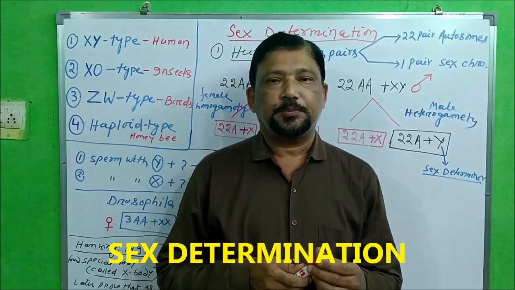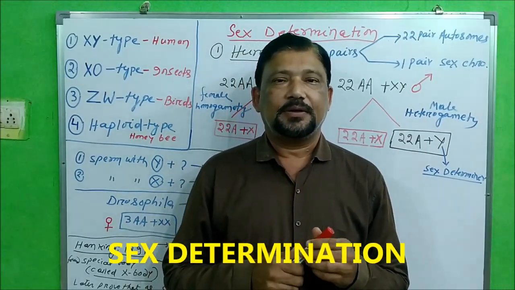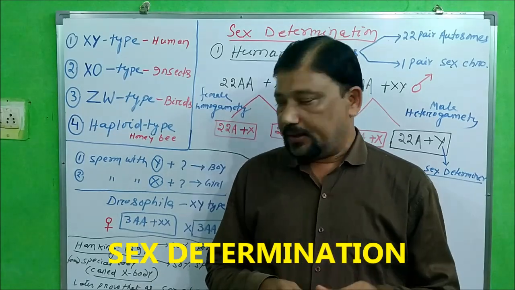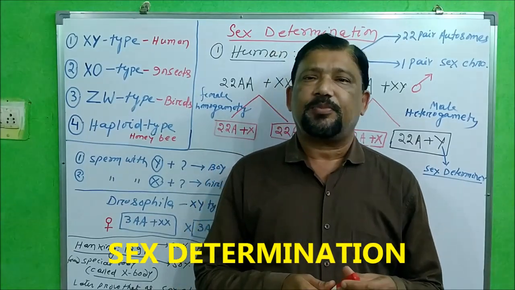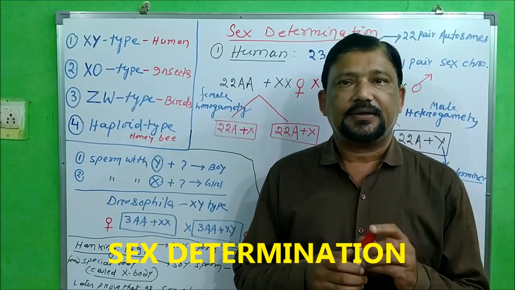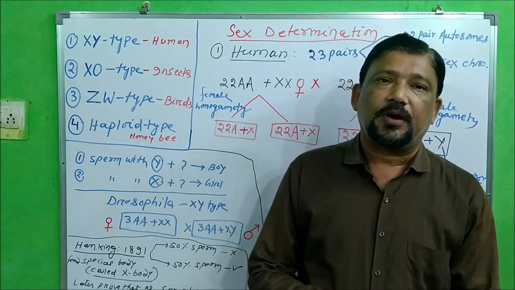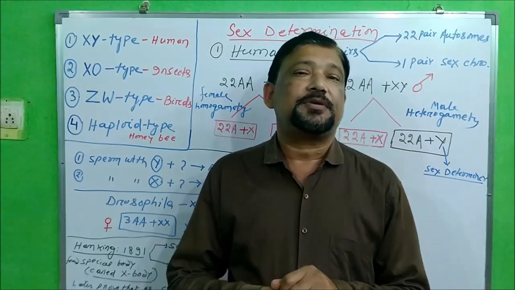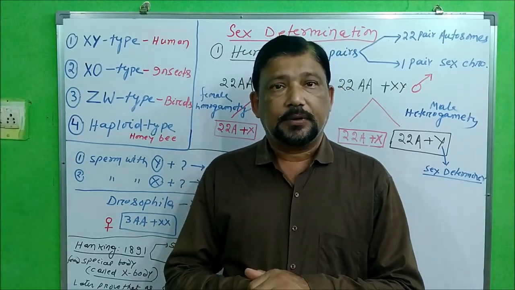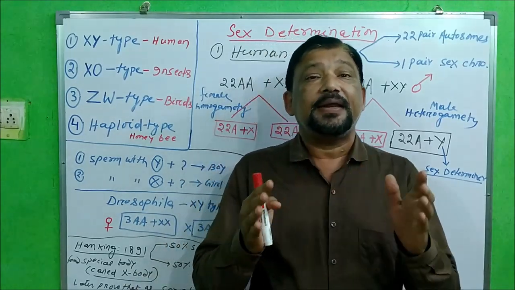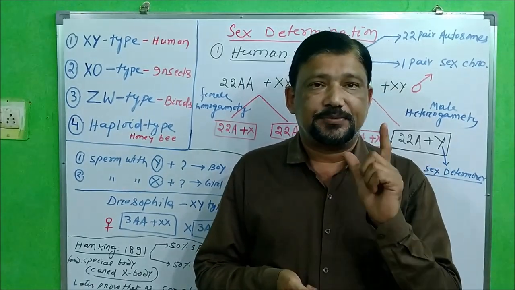The biology classroom. Today's topic is sex determination in different organisms. In 1891, Henking, while experimenting on the sperms of an insect, found that a special body is present in 50% of the sperms, and in another 50% of the sperms, that special body is absent. At that time, he didn't have any answer for that special body, so he called it the X body.